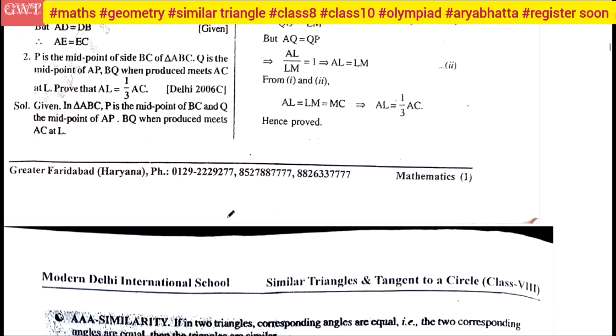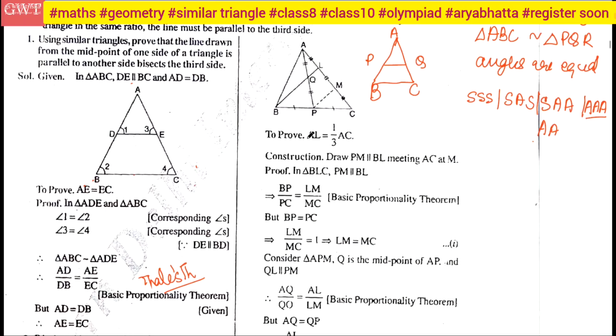Now see this question. P is the midpoint of the side BC of a triangle ABC. Q is the midpoint of AP. BQ when produced meets AC at L. Prove that AL is equal to 1 by 3 of AC. How can you prove that? See this question.